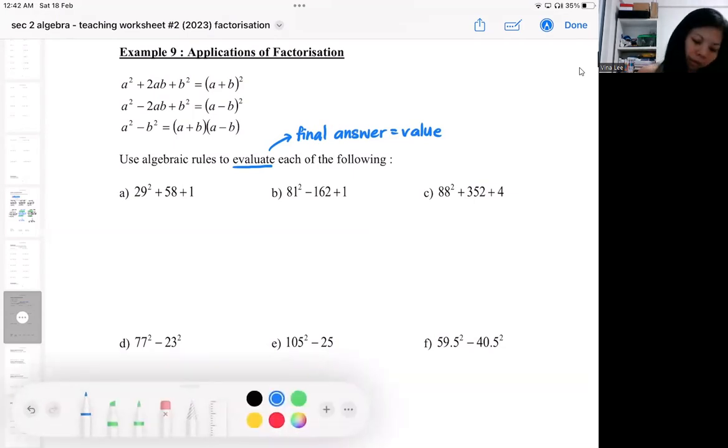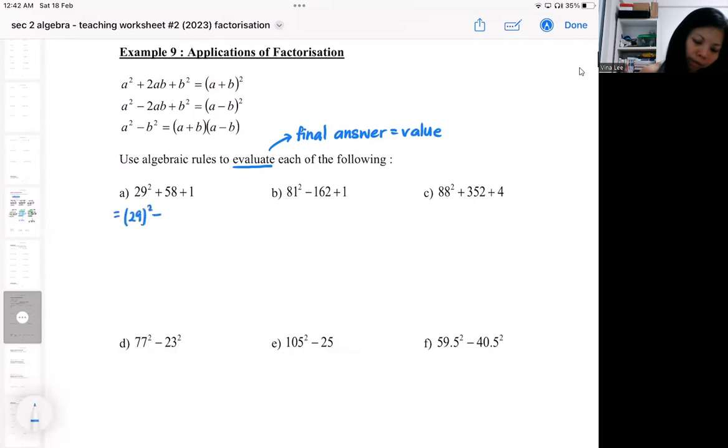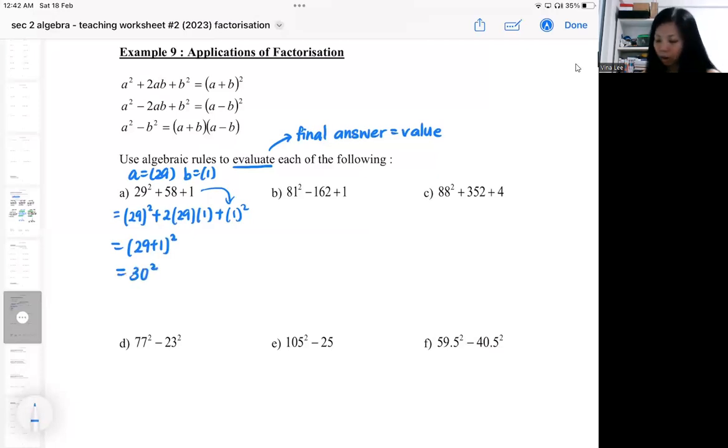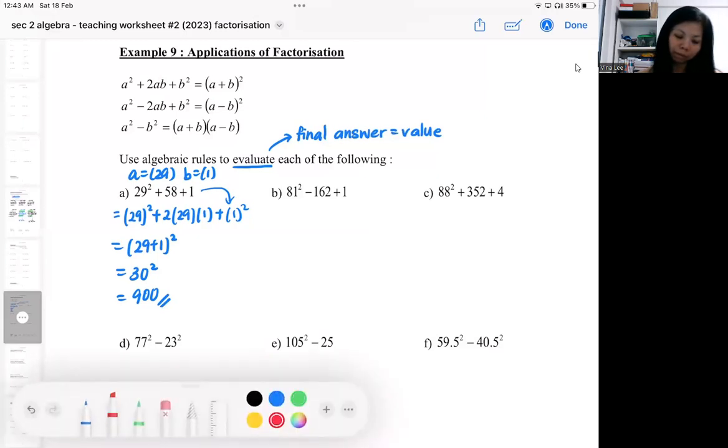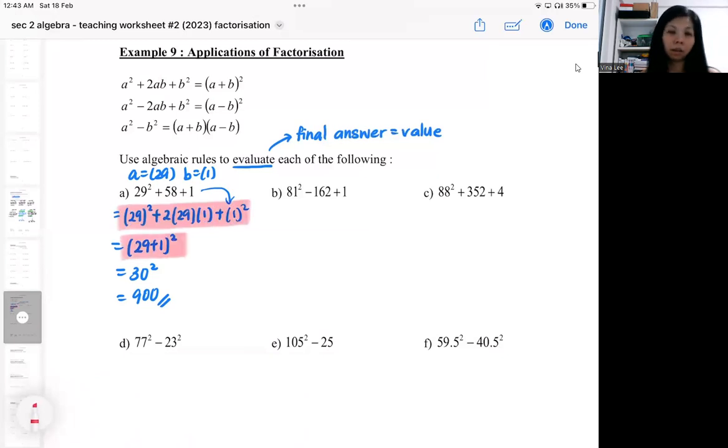Okay, so for the first one, I think it's actually quite easy. You try rewriting, you will realize that A is 29, B is 1, and it looks like formula number 1. So once you get to formula number 1, then you just punch the calculator. So you already got 30 square. Nobody is asking you not to use the calculator for 30 square. It's just that you've got to show me your formula. These are the essential working. Okay, so B and C will be the same thing.